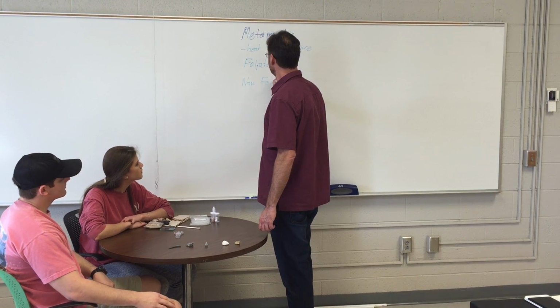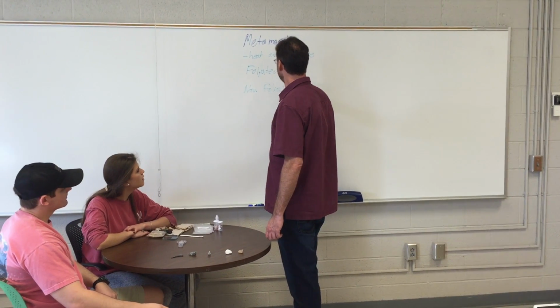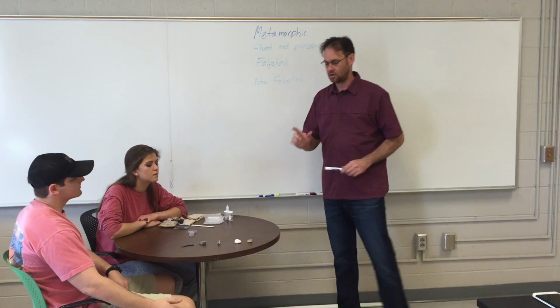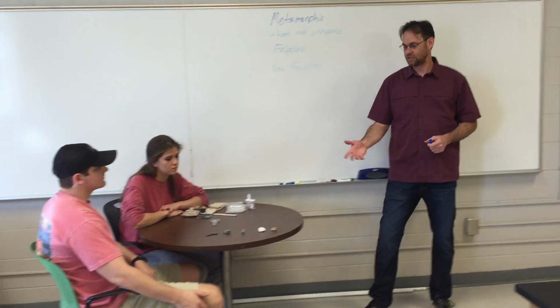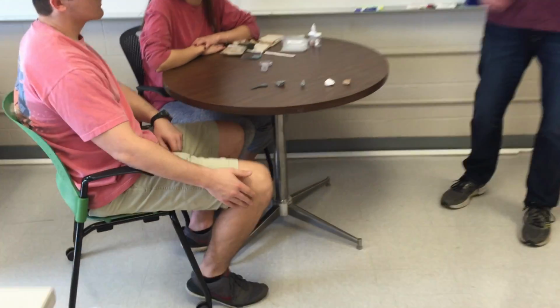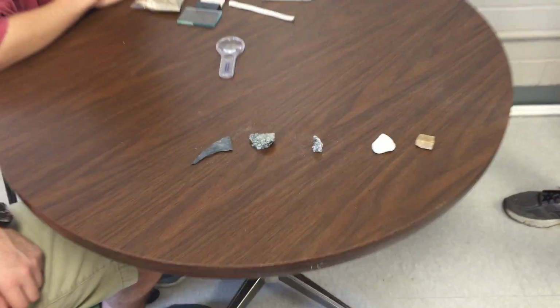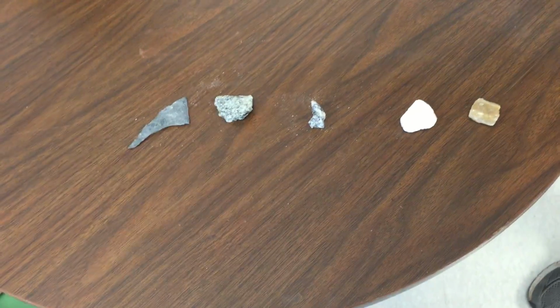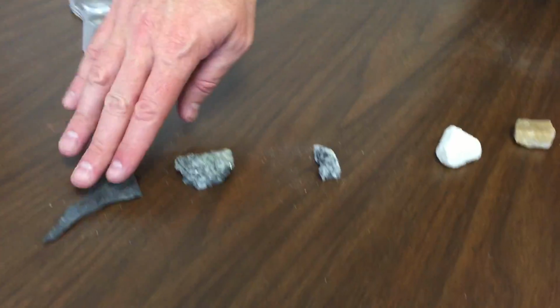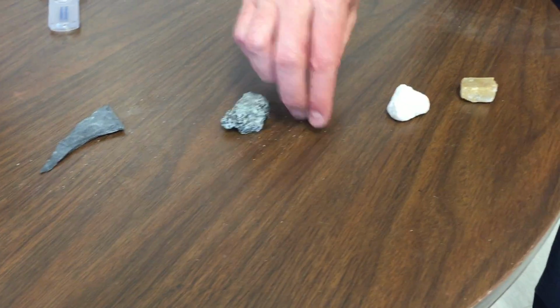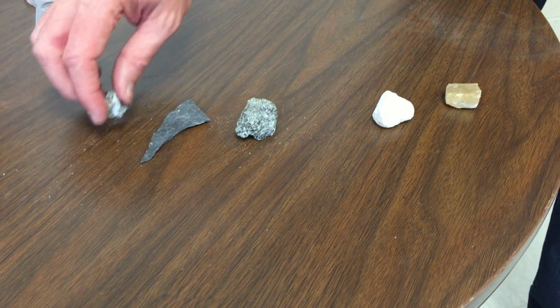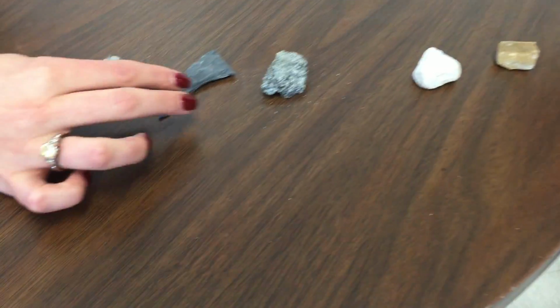If you guys at home would make sure that you have your metamorphic rocks out, we're going to take a look at the examples we have here, and I recommend that everybody do the same at home. So we have 5 examples of metamorphic rocks, and hopefully you're able to tell which ones are foliated and which ones are non-foliated without too much explanation.